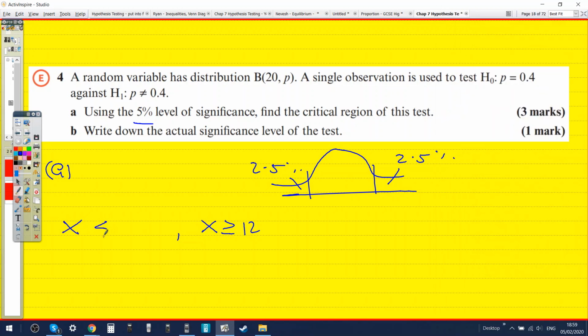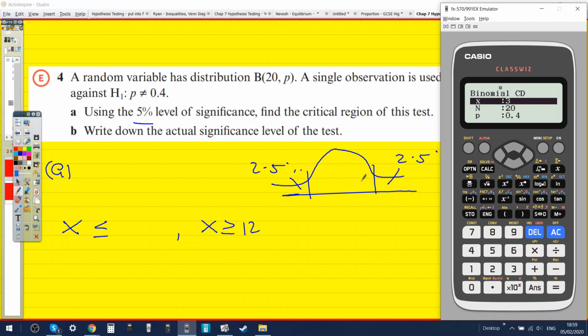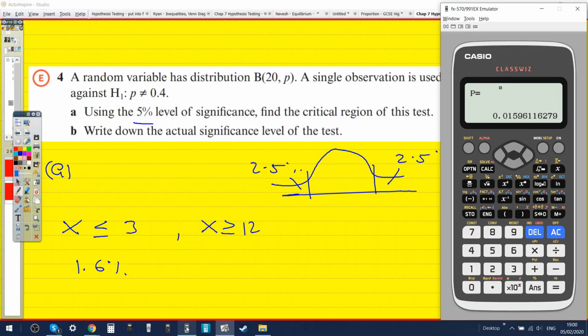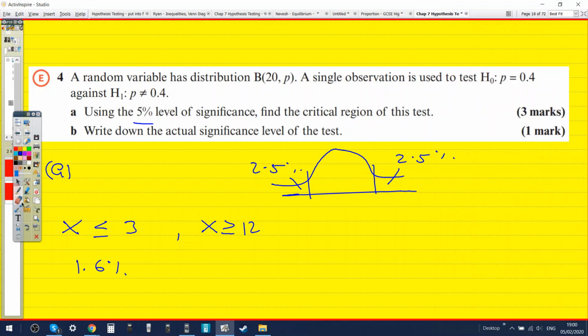Smaller than or equal to 4. That happens more than 5% of the time. Yeah. So we want 3. We want something quite rare, at 2.5%, so it would be 3. This one was 1.6% of the time. The other one was 12 or more. I think it would have to be 13 or more, because 12 is included in that, so it's 13 or more.